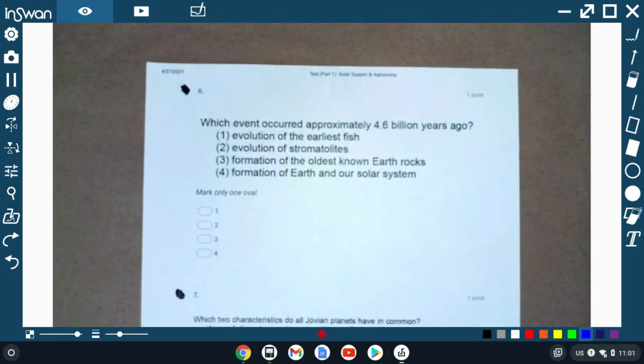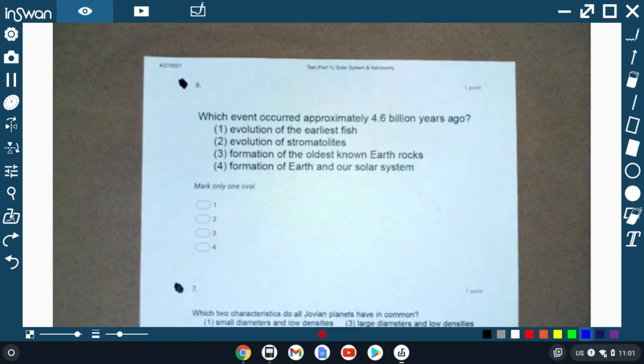Question number 6. Which event occurred approximately 4.6 billion years ago? The evolution of Earth's earliest fish, the evolution of the stromatolites, the formation of the oldest known Earth rocks, or the formation of Earth and our solar system. Well, this is also directly from our notes, and we can also take a look at, I think it was page 8 and 9, the Earth history.